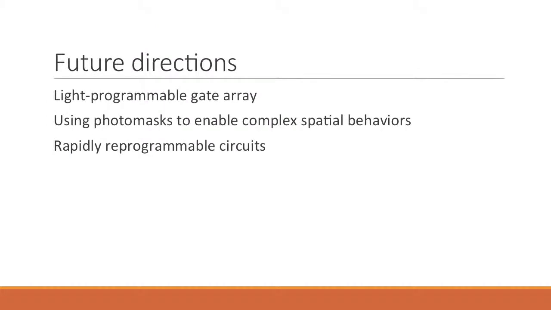This project is the first step towards enabling more complex behavior in genetic circuits that's modulated entirely using light. One can imagine a light programmable gate array that consists of multiple logic gates all hooked together in series, each of which is changed at the DNA level using a different frequency of light. You can also bring about more complex spatial behavior by using photomasks to determine which cells get light and which cells don't. Long term, we can imagine cells that can be rapidly reprogrammed to perform complex behaviors entirely using light.